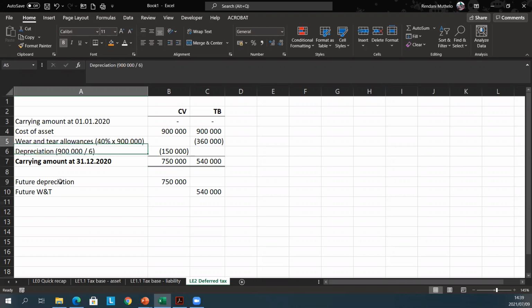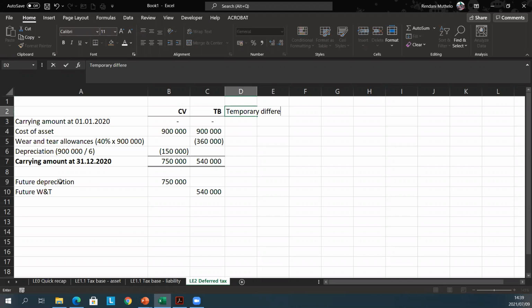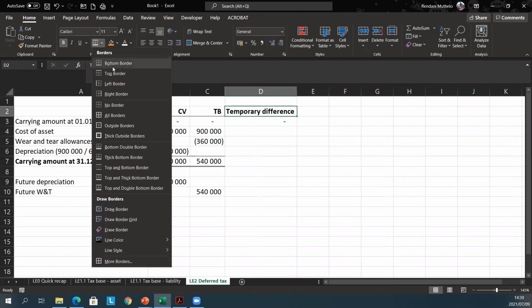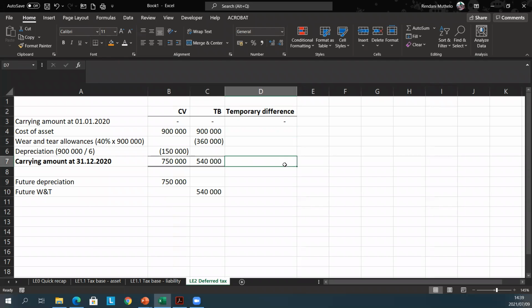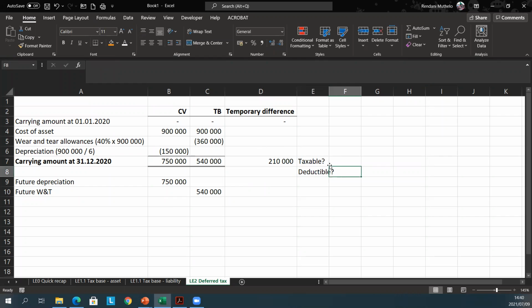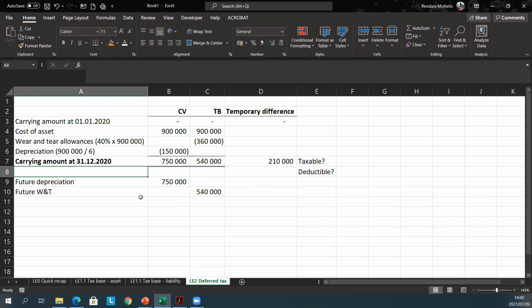So now, what do we have? At the beginning of the year, so we are now doing the temporary difference. So at the beginning of the year, there was no asset, so that means the difference between these two is just 0. Then at the end of the year, we are seeing that there is a difference. And the difference, does it represent a taxable or a deductible temporary difference? So this is tough, right? This is tough.